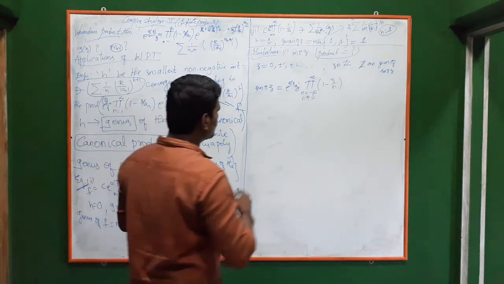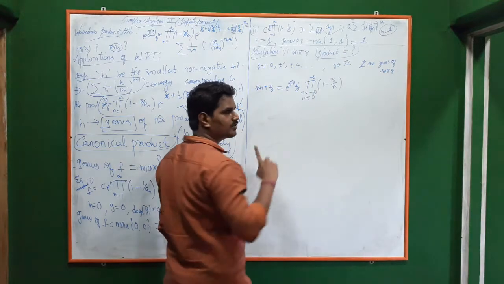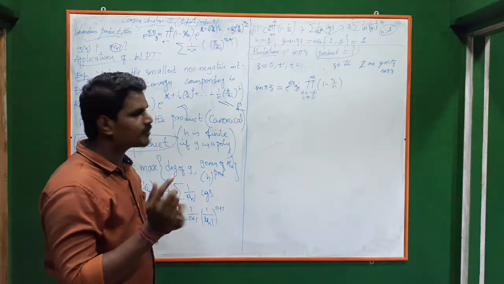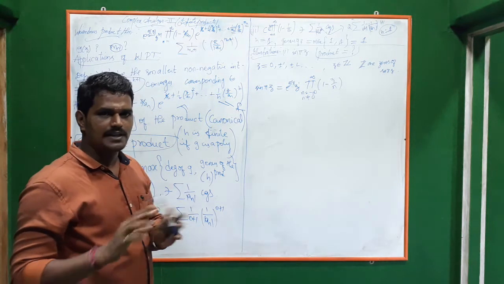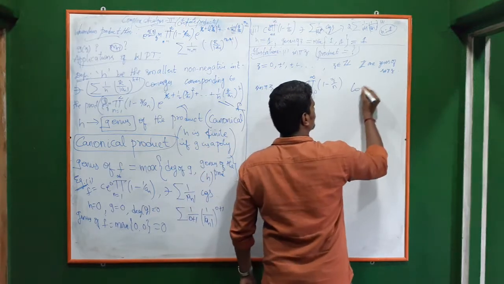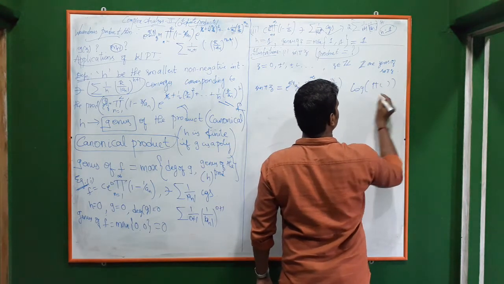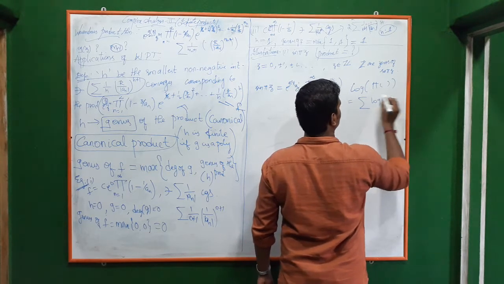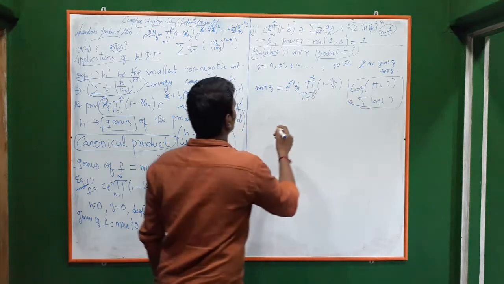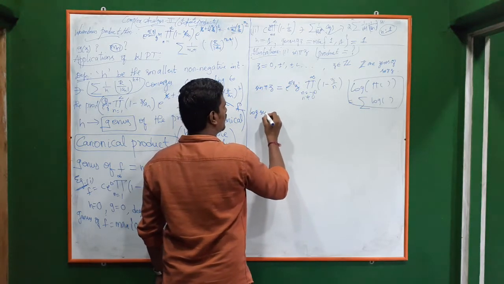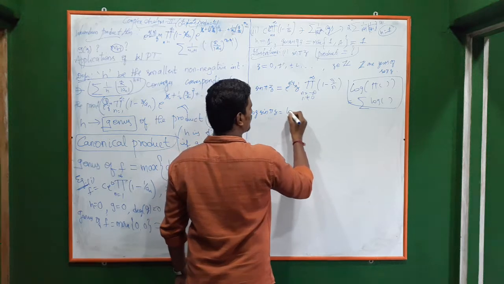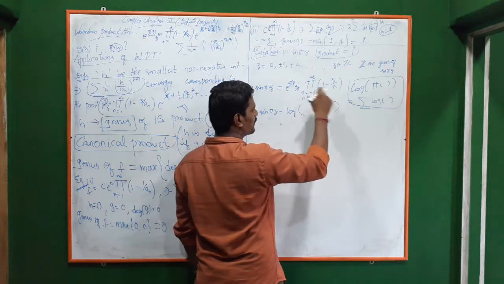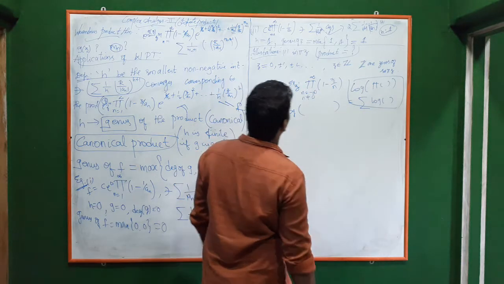So if you have to change a product to a series, what do you have to do? Apply the log on both sides. The log of the product is the series of the log. So log of the product of something is equal to the series of log of that thing. By this we can do that. So apply log on both sides. Log sin pi z is equal to log of this whole thing, that is log of this plus log of this, summation of log of these things.